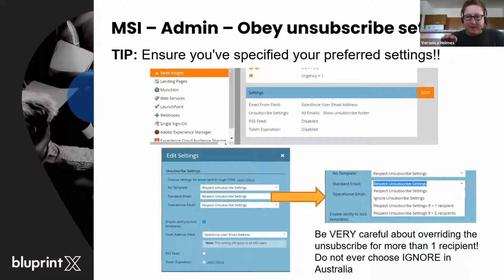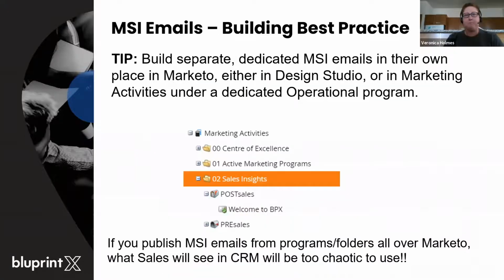And there's a very little known option here. It says enable ability to lock templates. What that does is enable that setting in the email editor. So if you've got this ticked, it enables you to lock it from salespeople at the email level. If this is unticked, that option goes away. So think about how you want these options to be set up.